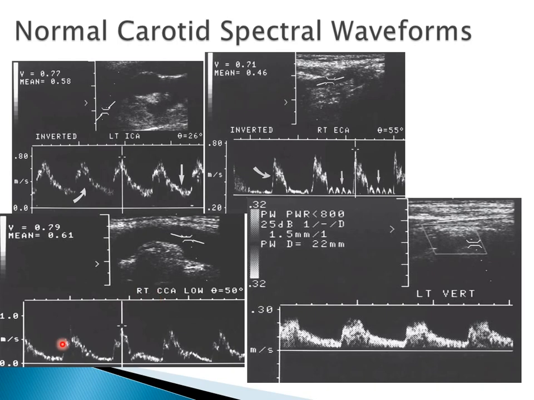We have the common carotid artery. Because most of the blood goes to the internal, the pattern is usually more like the internal carotid artery. The vertebral artery is also low resistance. We normally have spectral broadening here because the vessel is small. Usually in the vertebral artery we see this low resistance pattern.